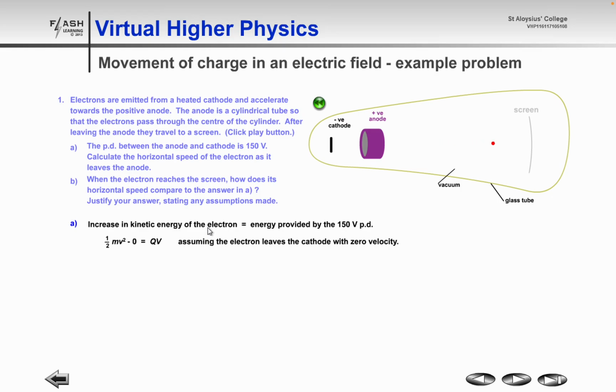So using the idea that change in kinetic energy of the electron is the work done, the electrical work done, so the energy provided by the 150 volts. Given the electron started from rest, the change in kinetic energy is the final kinetic energy, half mv squared minus 0, and that must be equal to QV. Plugging in once again our standard values for the charge of the electron and the mass of the electron, we can solve this to find the speed of the electron as it reaches the anode.